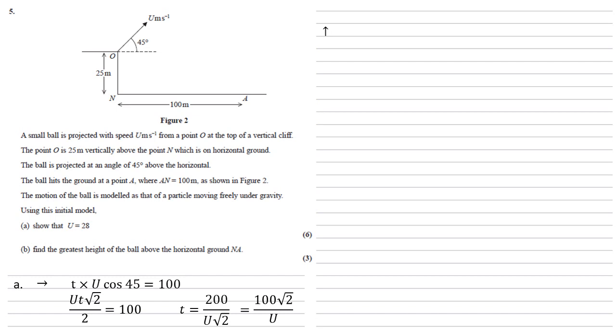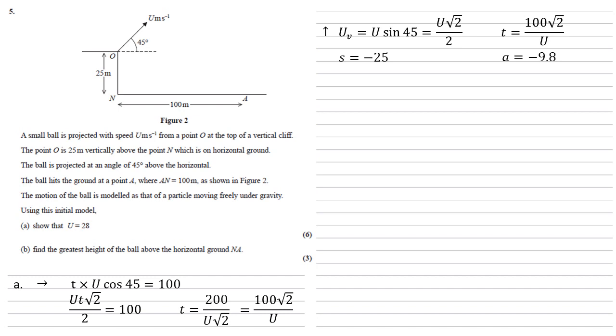We're now going to resolve vertically. I'm going to take all of my measurements in the upwards direction. It doesn't really matter as long as you're consistent with this. So upwards, our initial velocity is u sine 45, which again is u root 2 over 2. t is equal to the 100 root 2 over u that we've just worked out. s is minus 25, so we've done velocity upwards. As it's going downwards 25 meters, we have to use a negative. And acceleration is minus 9.8, again because the acceleration acts downwards.